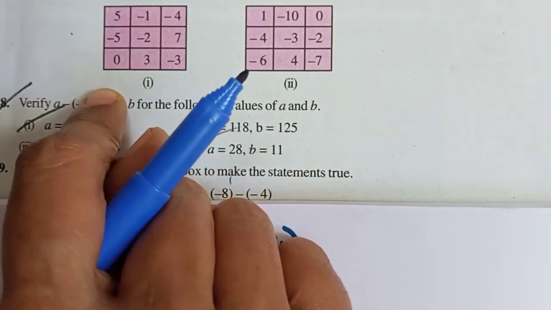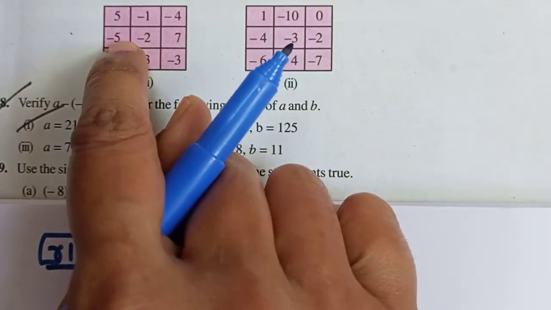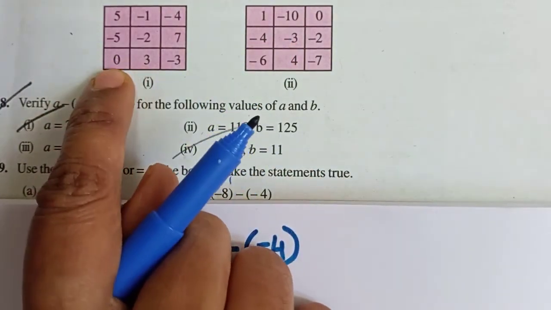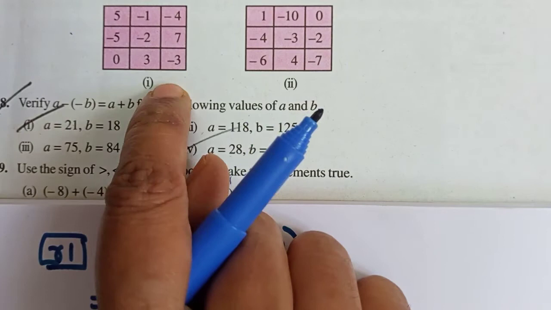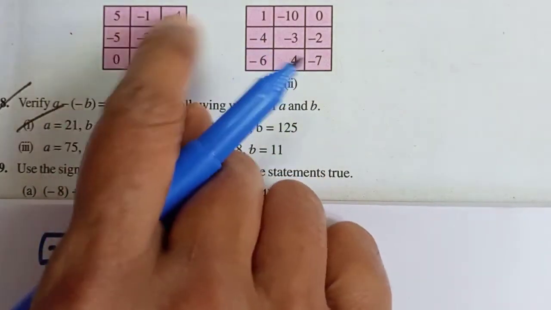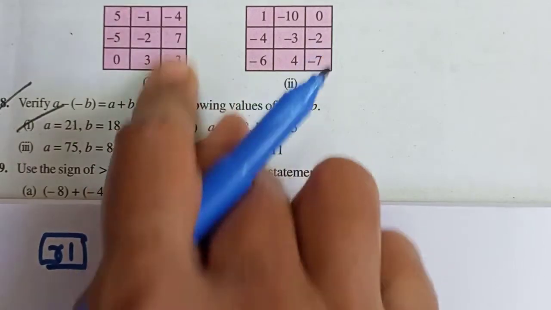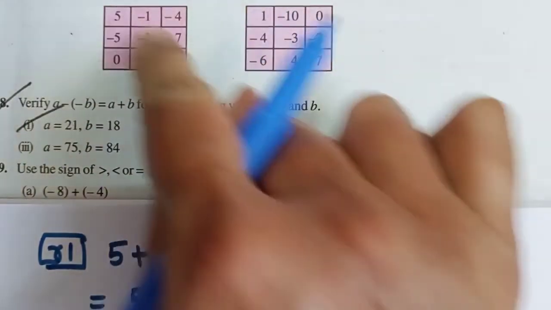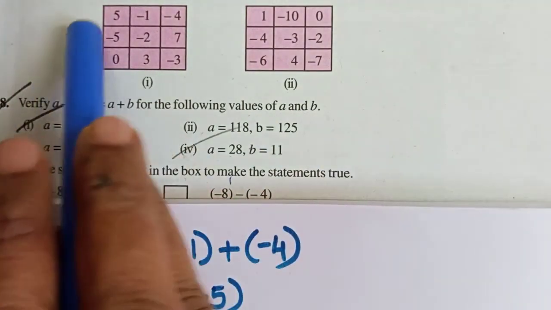Let us see the last column. This one, 5 plus minus 5 plus 0. Plus 5 minus 5 will get cancelled. This is also 0. So can I tell this as a magic square? No, wait. We finished all the 3 rows and 3 columns, but we forgot about the diagonal. Diagonal also we should check.